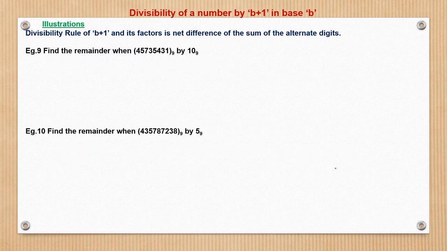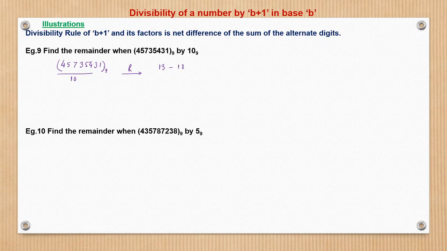So pretty simple. Now in this case, we'll not write the alternate sums in a different fashion. We'll do it mentally. 4573 5431 upon 10. Base is 9 here. So what we will do? We will start from the right-hand side. 1 plus 4 is 5, 5 plus 3 is 8, 8 plus 5 is 13, minus 2, 2 plus 5 is 7, 7 plus 7 is 14, 14 plus 4 is 18.